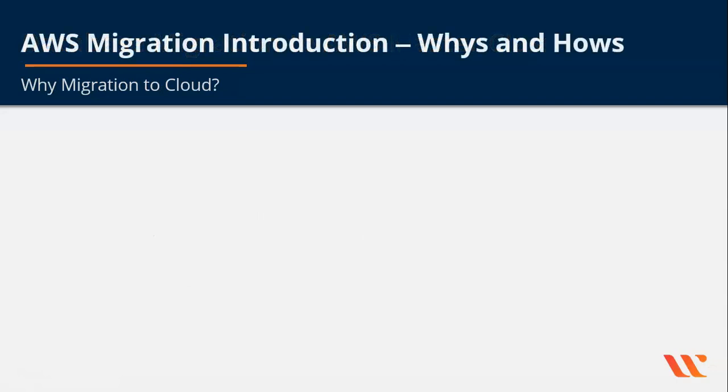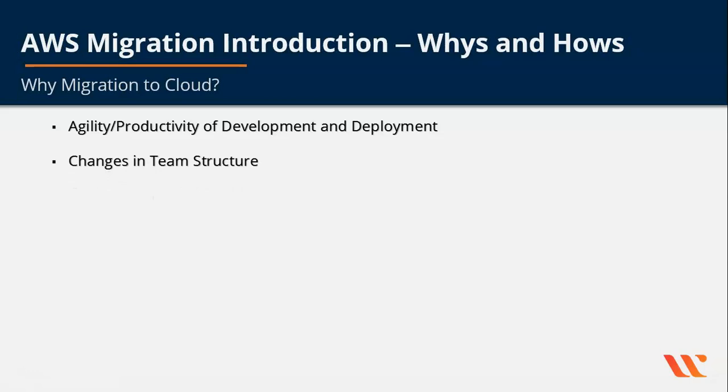Why are a lot of organizations, whether large or small, moving their infra, their applications, everything to the cloud? Let's look at various reasons and various factors in deciding that. Agility and productivity of development and deployment. This is a very important factor because you have all the tools present in the cloud, you have all the infra present in the cloud, you can provision them easily, you can do that quickly, and you can deploy really fast. Changes in team structure. Organizations these days are looking for smaller teams and greater automation. Cloud helps with that.